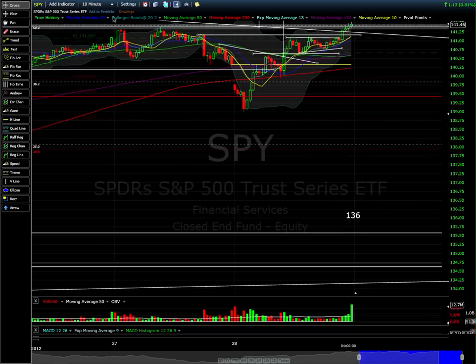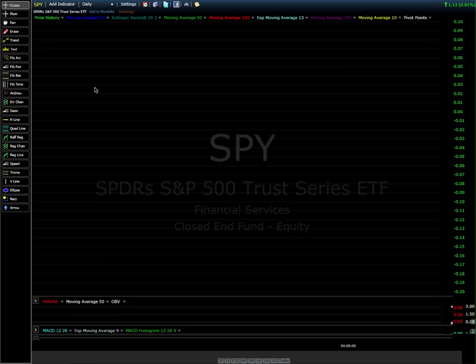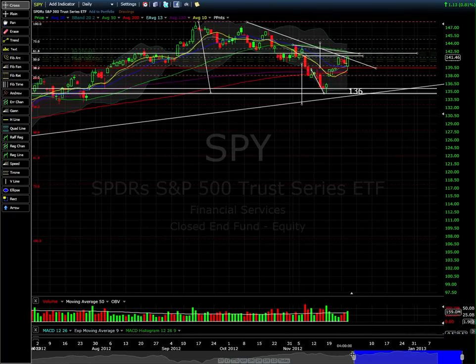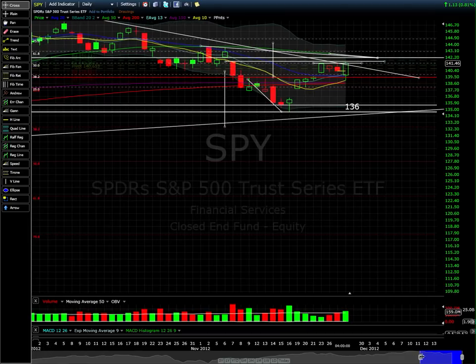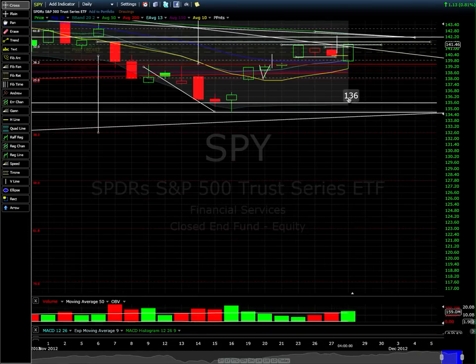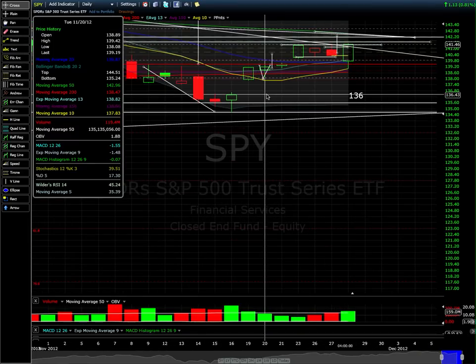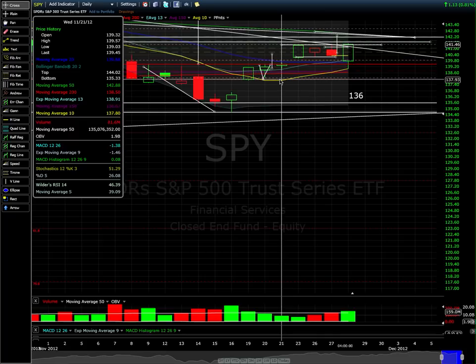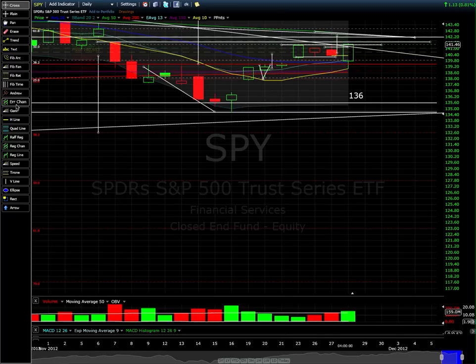I think that should hold for the week on the daily chart. That is gap fill, so I need that level to hold by Friday. So this is the level right here. Gap fill, 136. Obviously, if it breaks this level here, I'll be looking to get out because that's a huge gap.